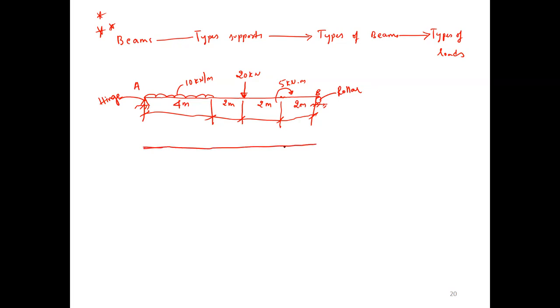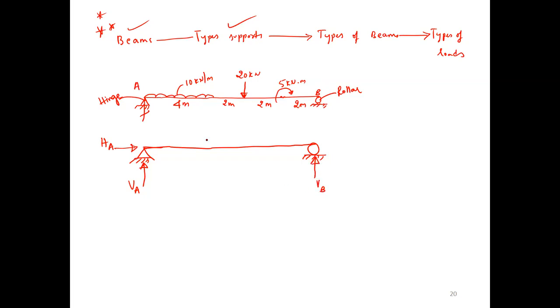How many external support reactions will a hinge develop, and how many will a roller develop? Here the types of support concept comes in for the given beam: a hinge has vertical and horizontal reactions, that is VA and HA. How many reactions does the roller have? One, that is VB. Okay, that is done. Any doubts in writing the external support reactions?